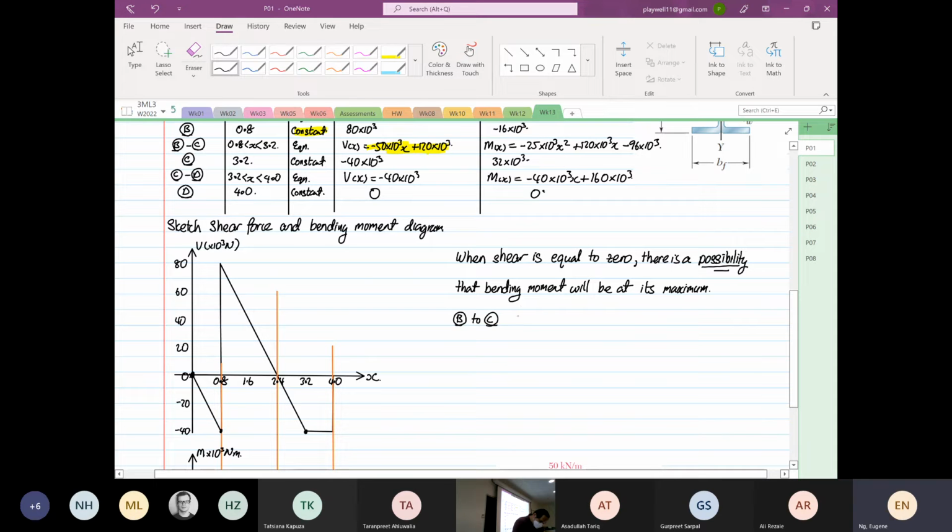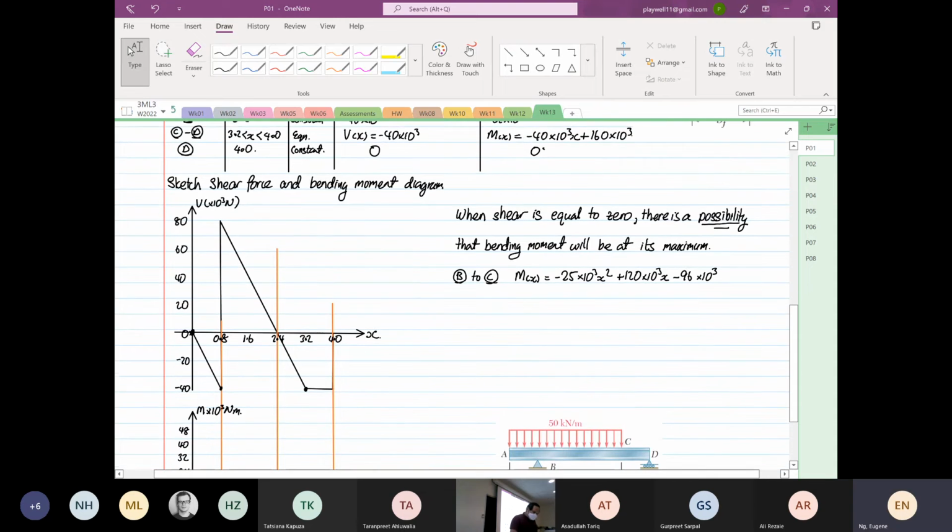right? We have M as a function of x is equal to minus 25 times 10 to the power 3 x squared plus 120 times 10 to the power 3 x minus 96 times 10 to the power 3. Okay. And based on this statement, right, when the shear force is equal to 0. Okay, that's a possibility.